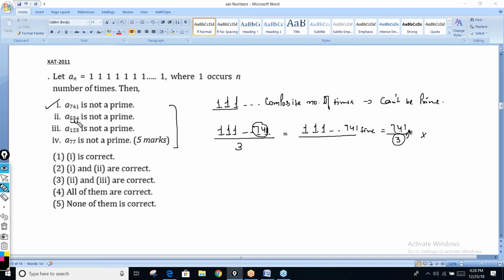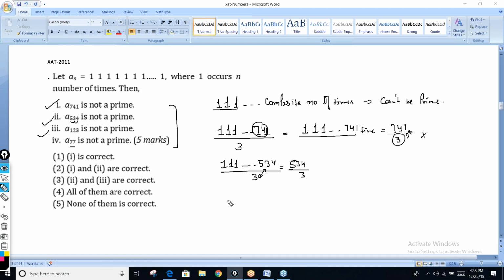Look here. 5 plus 3 plus 4 again makes 12. So with 534 times, again it will be divisible by 3. The sum will be 534, and 534 is divisible by 3. So this number cannot be prime. That is also true. 123 is not a prime, that is also true, since 1 plus 2 plus 3 is 6.